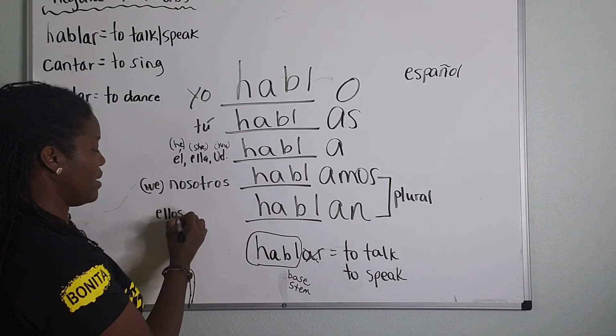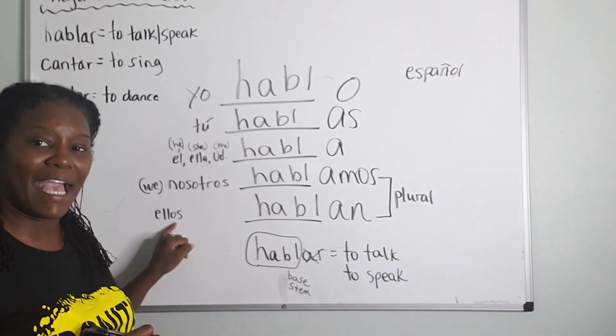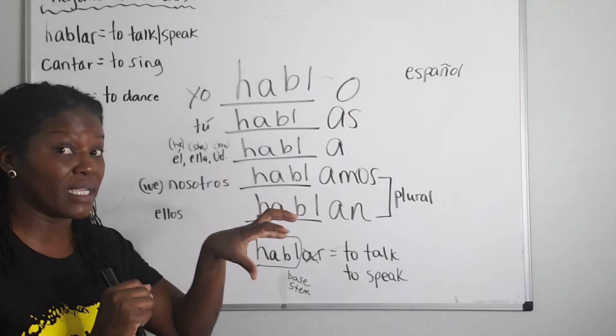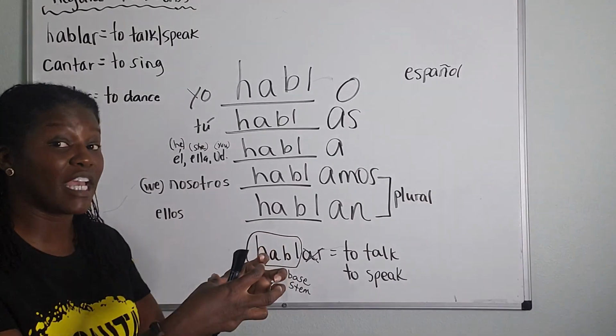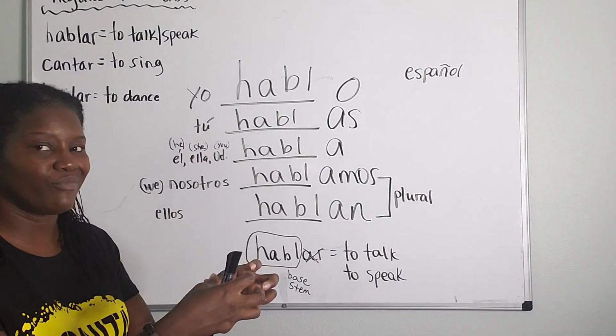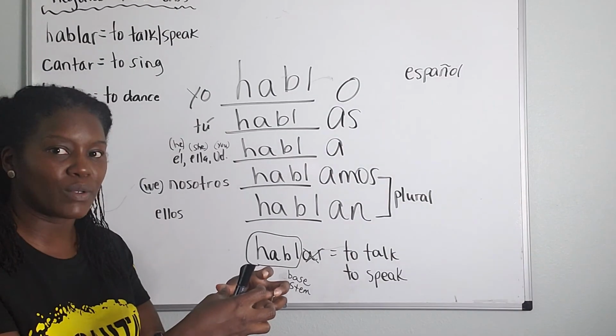Now, ellos is feminine. I'm sorry, my bad. Ellos is masculine because ellos could be a group of men, all men, or a group of men and women mixed together. So it's a mixed crowd. You would just ask questions to verify, was it girls or was it girls and boys? Or you would ask questions.